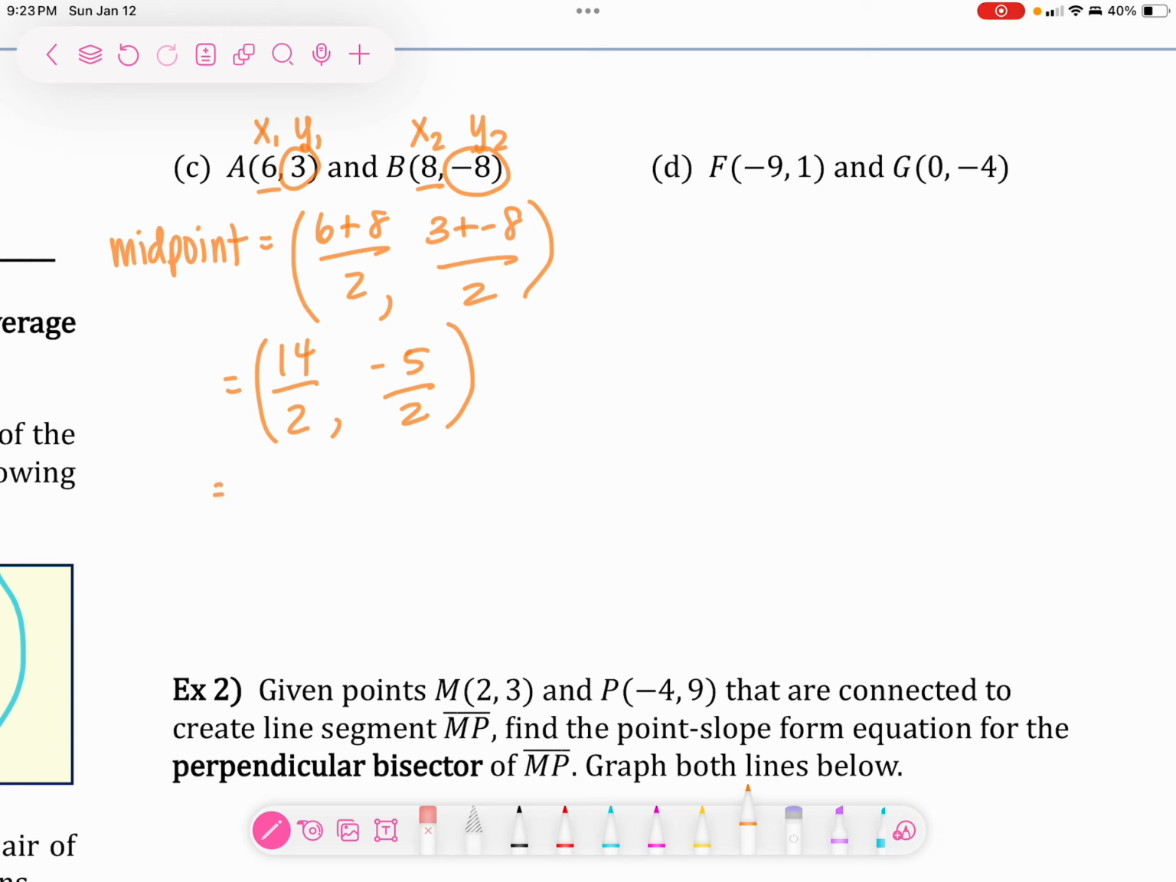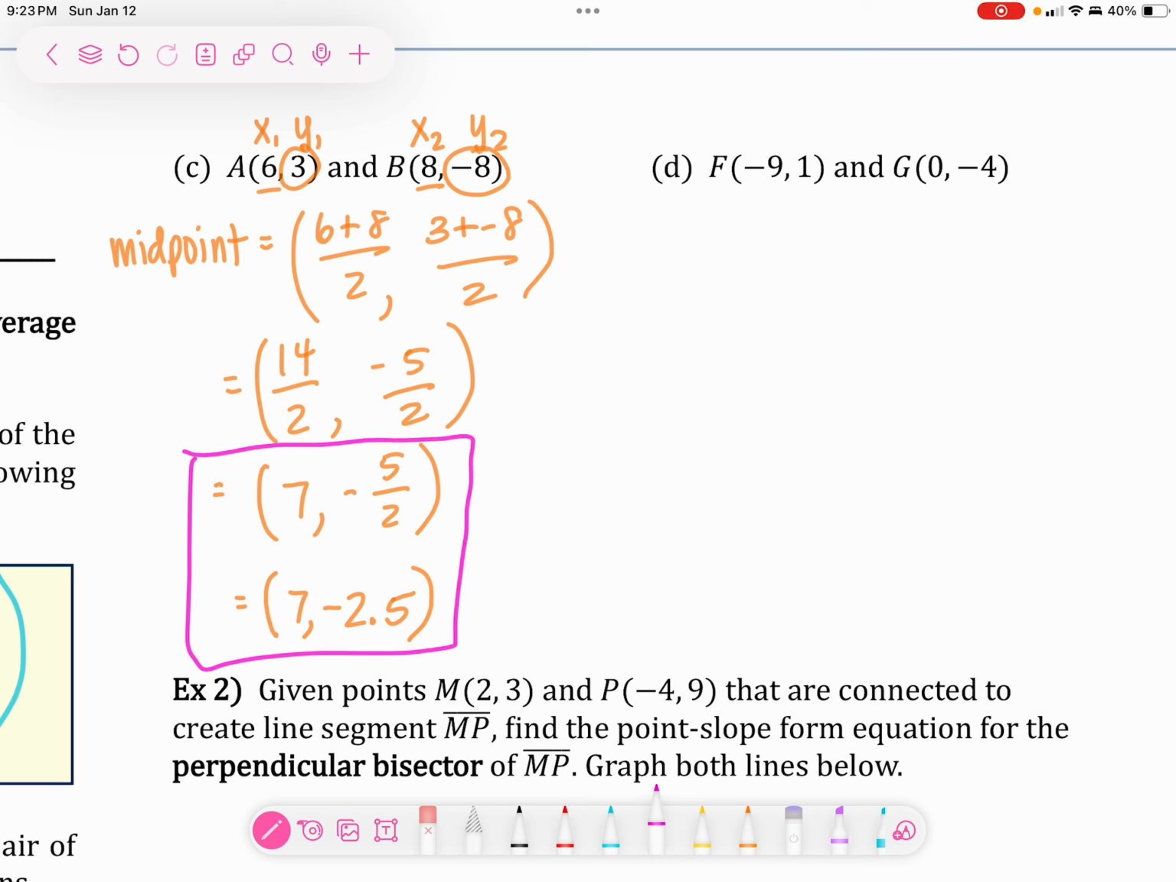Now here's the thing. We will have 14 divided by 2, which is 7, and then negative 5 divided by 2, which is actually negative 2.5. So we can either leave it as a fraction, negative 5 halves, or we can write it as 7, comma, and then we can divide 5 by 2 to get negative 2.5. Either way is fine. When you're graphing it, you'll probably want to use the bottom answer, just because graphing negative 5 halves is not quite as intuitive as saying negative 2.5, right? Which is between negative 2 and negative 3.